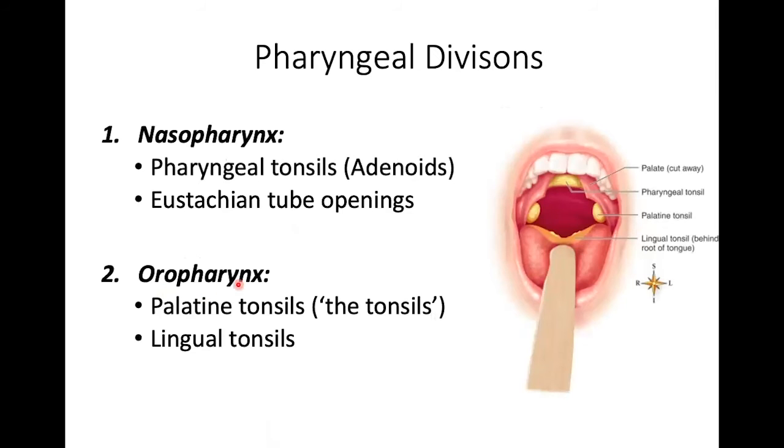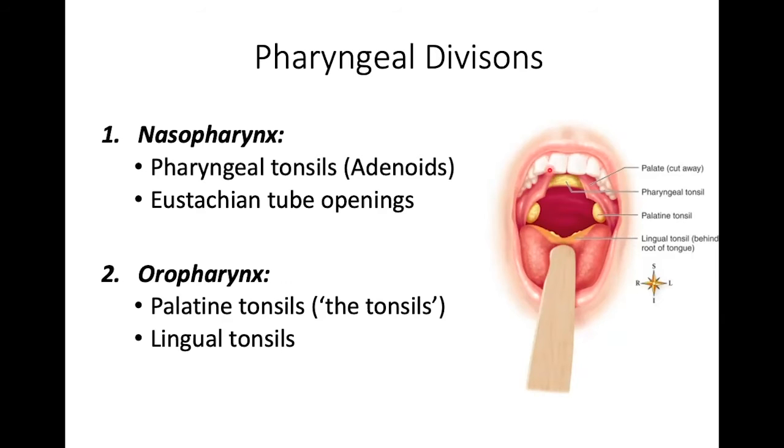Now, when you open your mouth and say ah, and you're looking at the back of your throat, those large masses of lymphoid tissue that you see are the tonsils. Those are the ones that you would think of as the tonsils whenever you talk about them. These are specifically known as the palatine tonsils. Why? Because they are closely associated with the soft palate. And then at the base of your tongue, much harder to see, there are the lingual tonsils. So ultimately, between the nasopharynx and the oropharynx, we have three sets of tonsils.